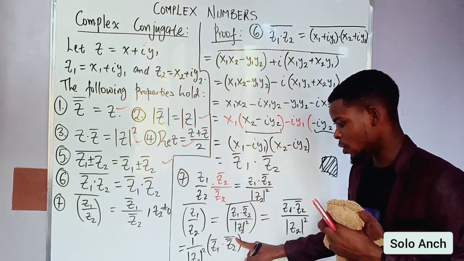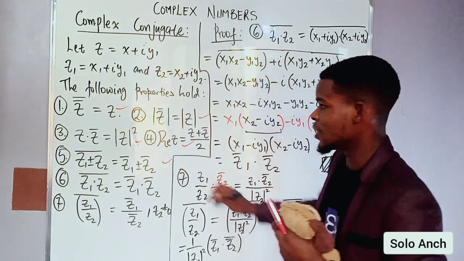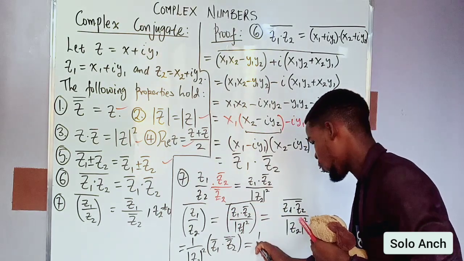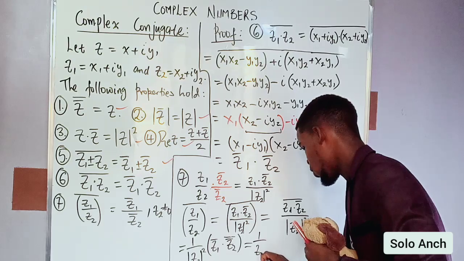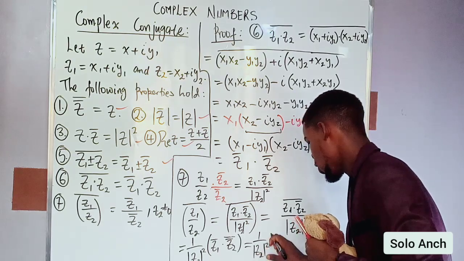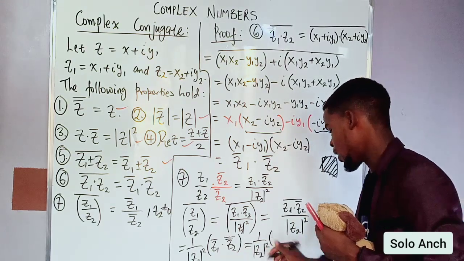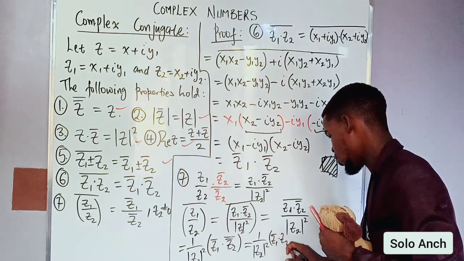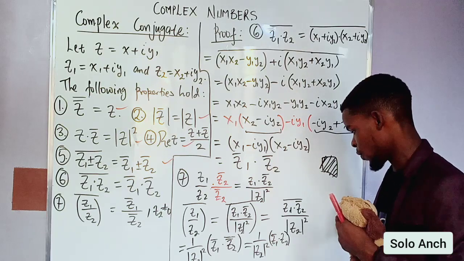Now you notice that the conjugate of z2 is z2 itself, from the first property, which we've proven already. That means we're going to have 1 over the square of the modulus of z2, multiplied by the conjugate of z1 times z2 itself, since the conjugate of z2 is z2 itself. Okay, great.